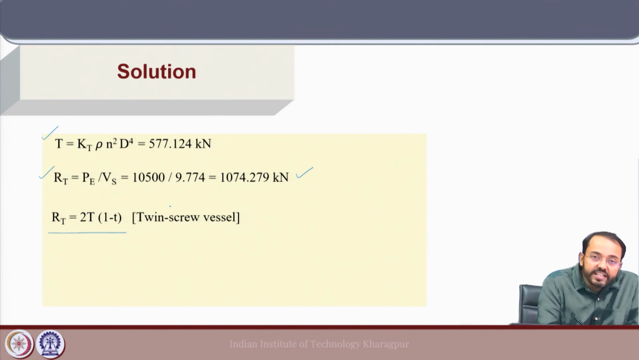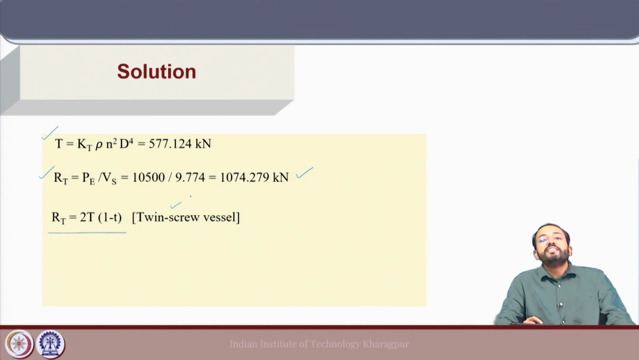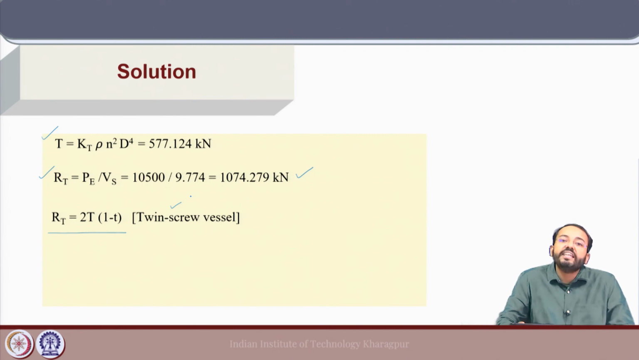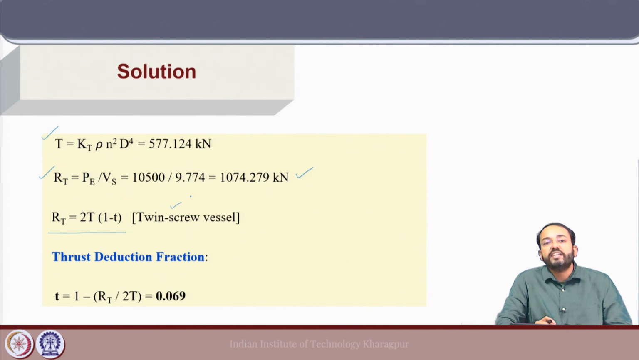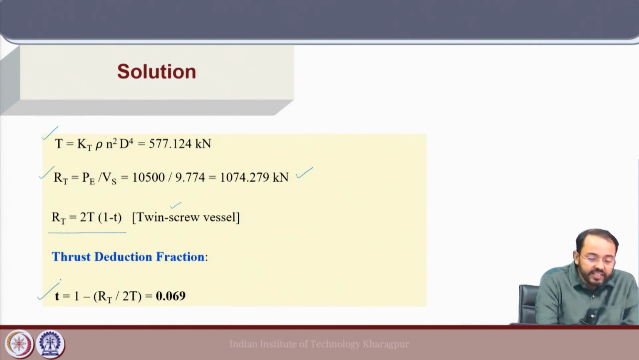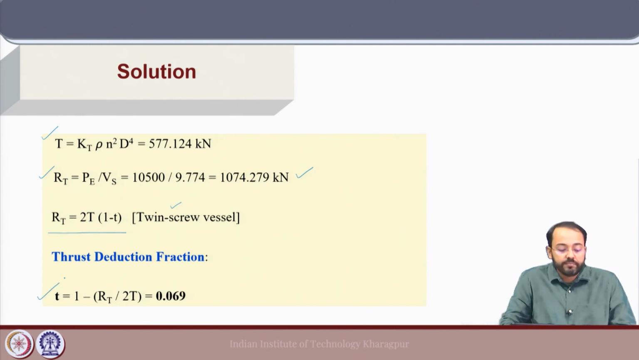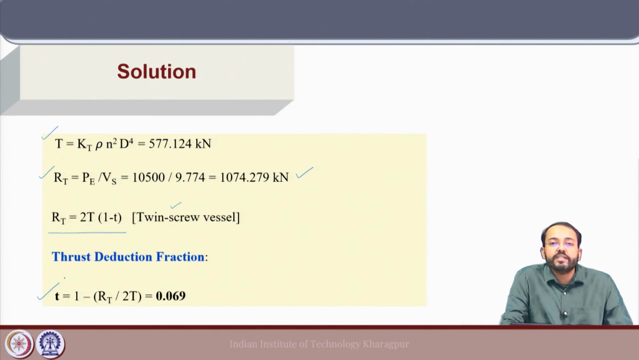Because this is a twin screw vessel, the thrust from each propeller needs to be multiplied by 2 to get the total thrust, and that needs to be used to compute the thrust deduction fraction, which is given by this expression. So, this problem provides an example of the calculation of gear ratio and propulsion factors for a twin screw propulsion system.